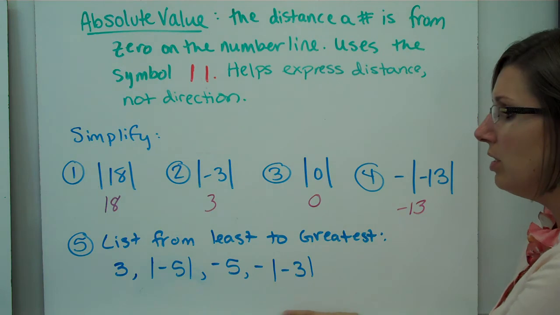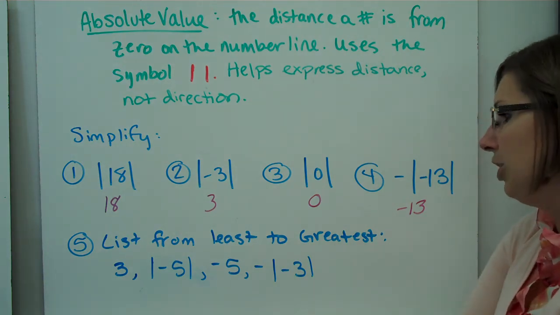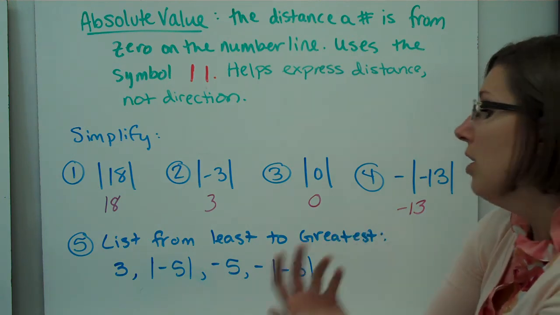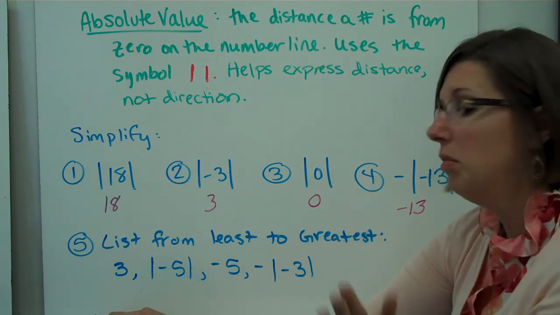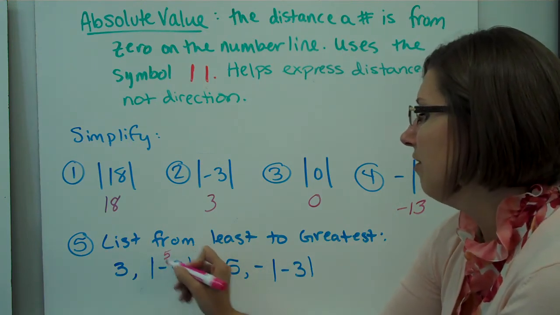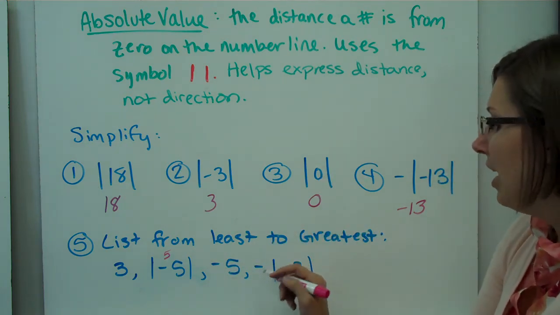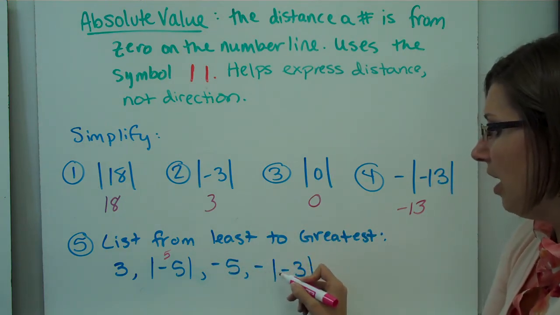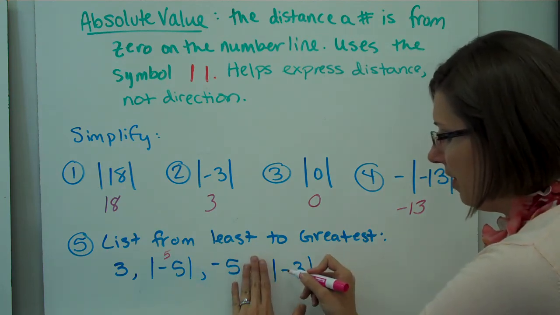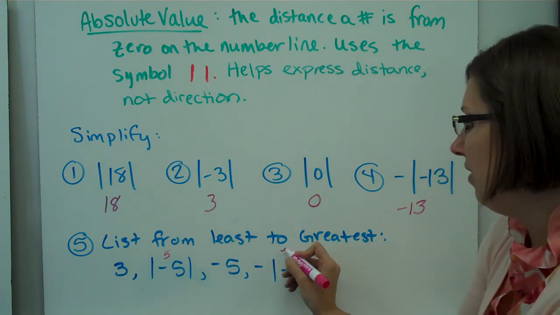The last one down here is we're just going to take these 4 values and list them in order from least to greatest. So first I'm going to go through and figure out what they're worth. 3 is just 3, nothing to it. The absolute value of negative 5 is 5. Negative 5 is negative 5, done. Now this one, again, the opposite of the absolute value of negative 3. Well, the absolute value of negative 3 is 3, but the opposite of 3 is negative 3.